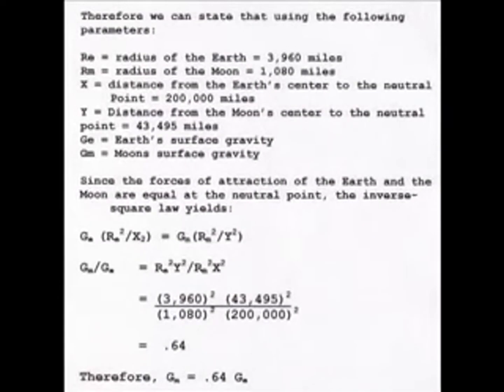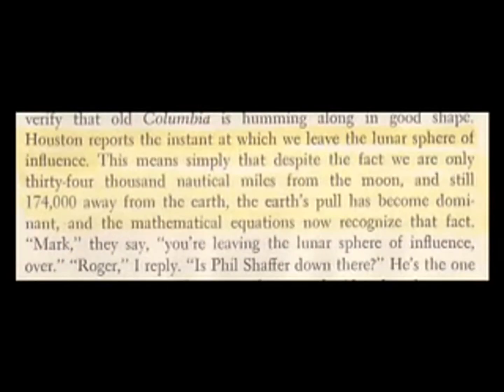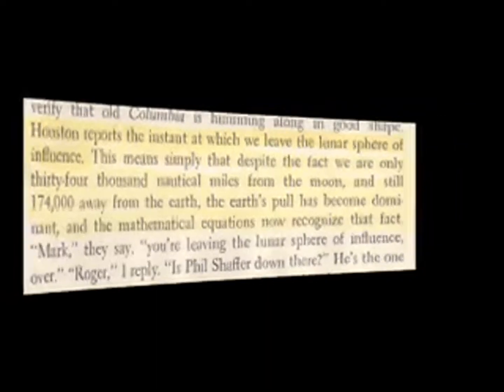How do we know that? We know that because Wernher von Braun told us that in 1968. We know that because in two of the books of Apollo, including Apollo 17, and there was another Apollo mission, they specifically said, here we are at 39,000 miles and at the neutral point. So we know it's between 39,000 and 43,000 miles, and either one of those would work out to be about 60 to 64% gravity of Earth.